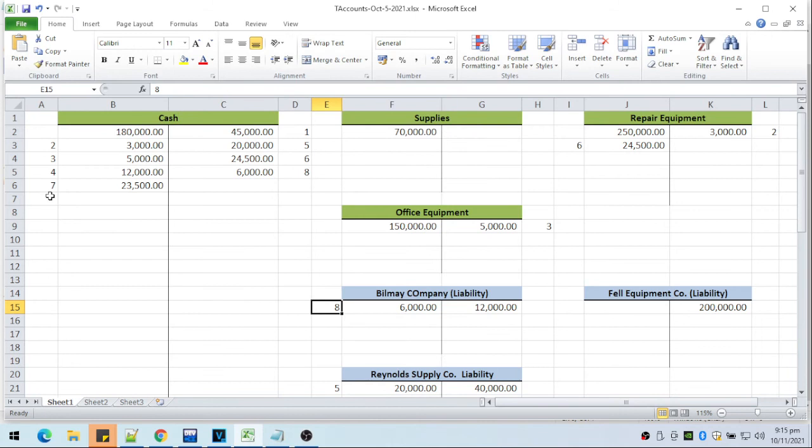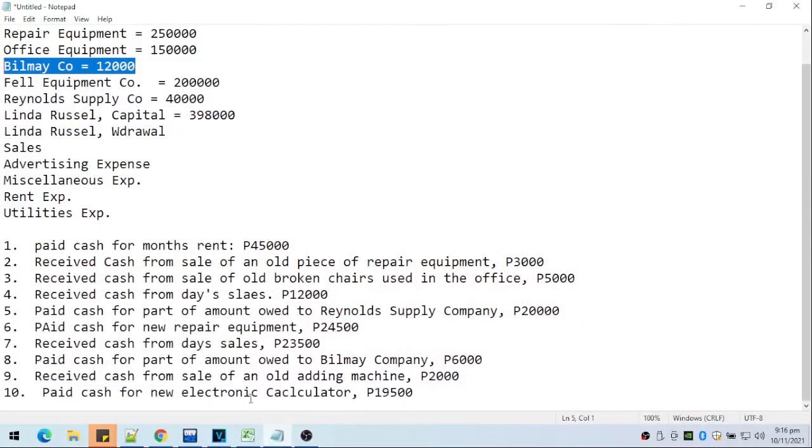Number 9, 2,000 cash. We received cash, and then we sold an office equipment amounting to 2,000. So we have to credit that. That's transaction number 9. Okay, so that's an old adding machine.